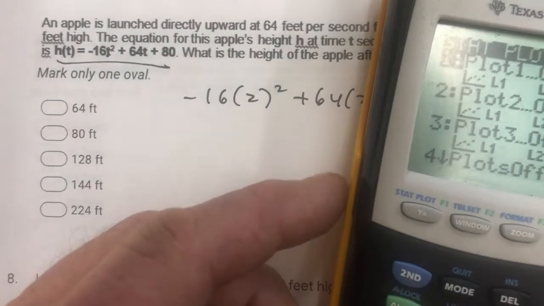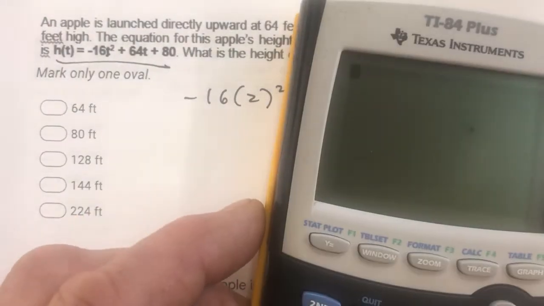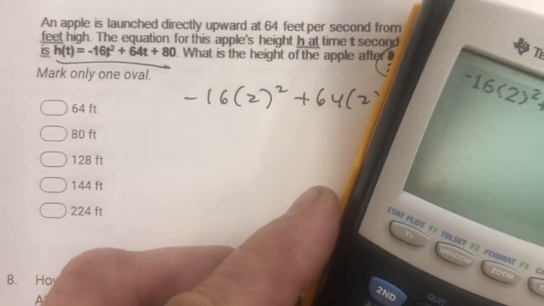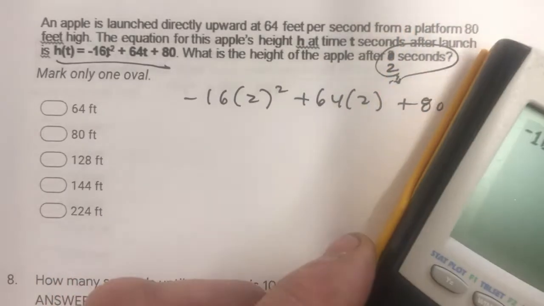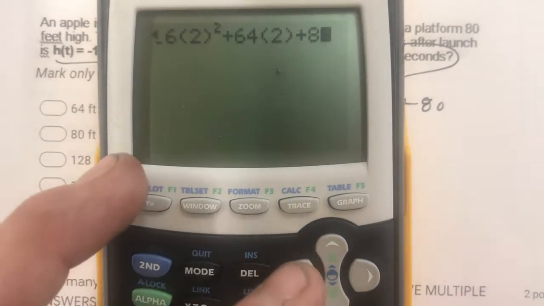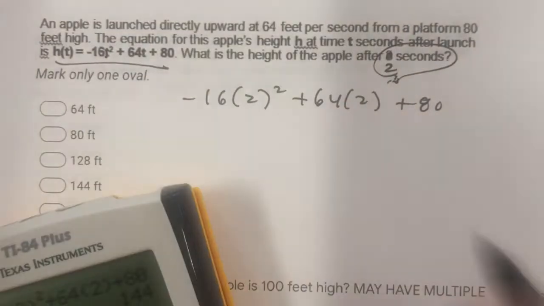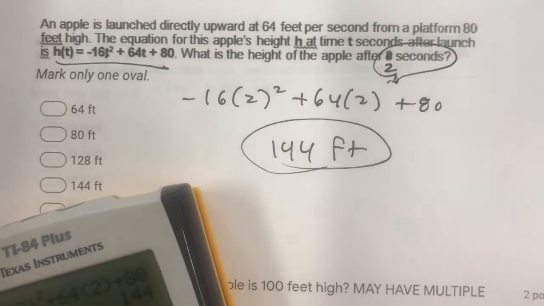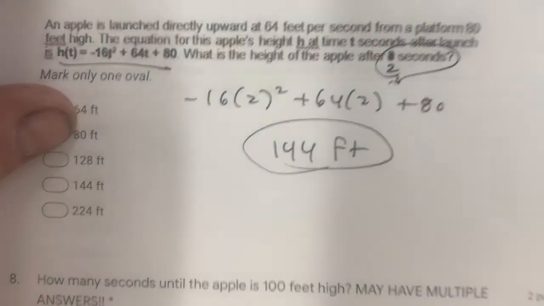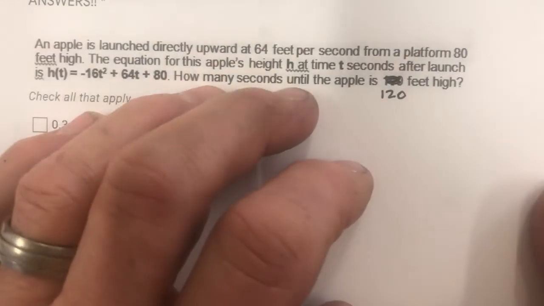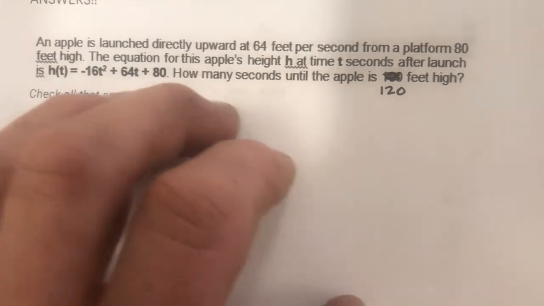All right, so we'll just punch this in the calculator here. Negative 16 times 2 squared plus 64 times 2 plus 80. 144. That's how high it is after 2 seconds. Okay. The next one. An apple is launched directly up. Same thing, this apple. Okay, we've got the equation here.